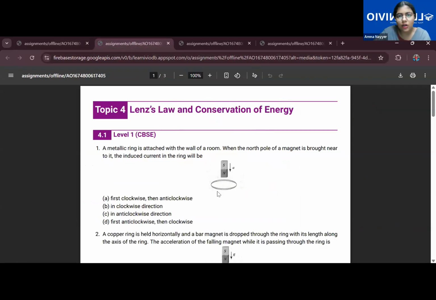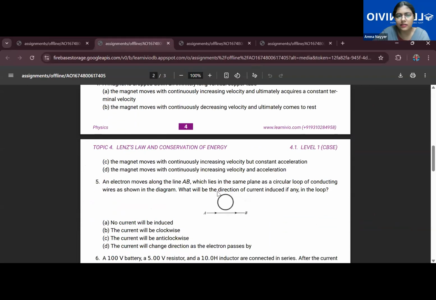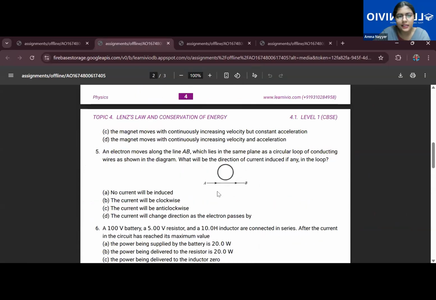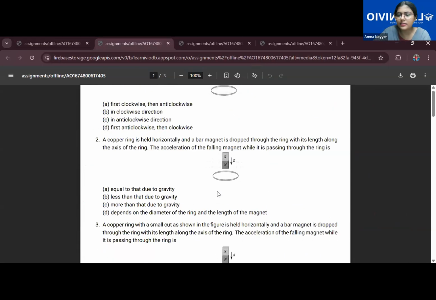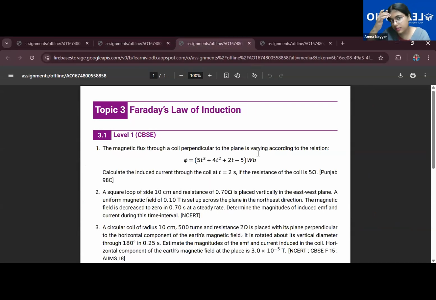Second one, Lenz's law. This nobody has given. This assignment is still left. I gave 2 assignments in the last class, so I'll not discuss this in today's class. Once you all give Faraday's laws of induction, let me discuss.